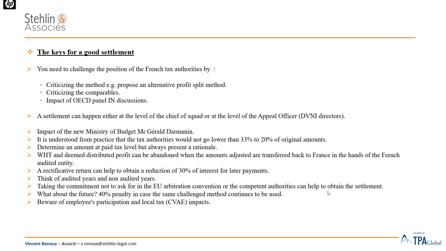The withholding tax on the deemed distributed profit can be abandoned, and this is by law, by regulation, if the amounts that are adjusted are transferred back in France in the hands of the French entity. If for non-audited years or audited years, you decide to make a rectificative tax return yourself, with, of course, the agreement of the tax authorities, you can have a reduction of 30% of interest for late payment. Interest for late payment at the moment is 2.4% per year.